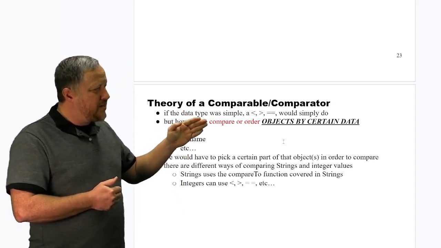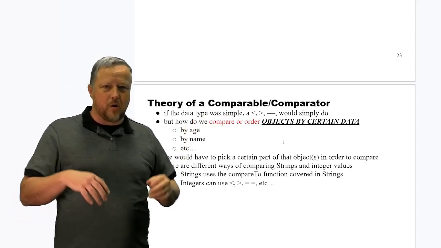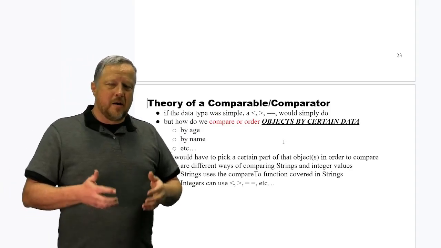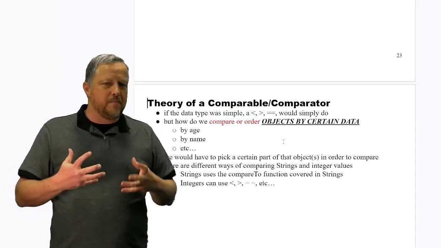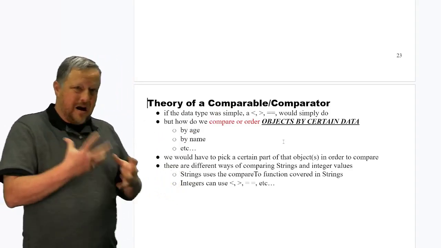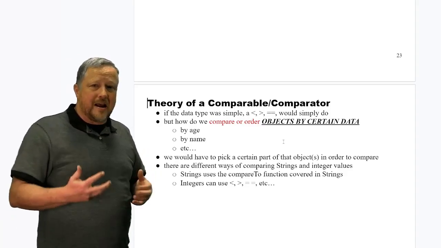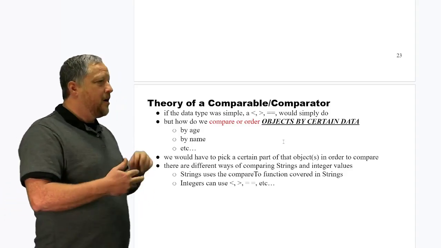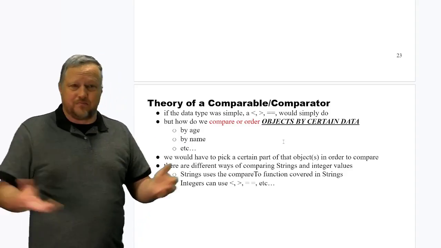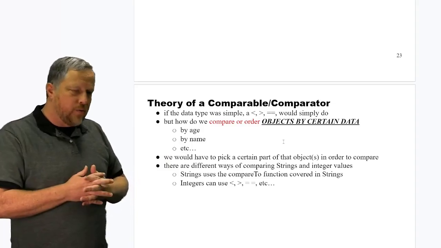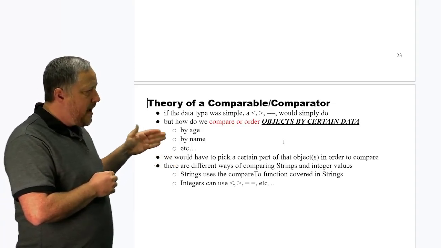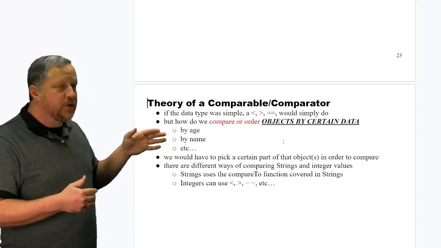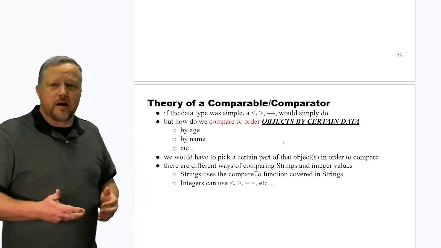But if we just had a data type that was simple, where we could just do a less than or a greater than, then we would do that. But again, in our custom objects, we might have some honestly interesting items on exactly how to compare, as I mentioned in the previous one: by first name and last name, by GPA, by income. These are all things that we have to worry about. So we have to order our objects by a certain criteria.